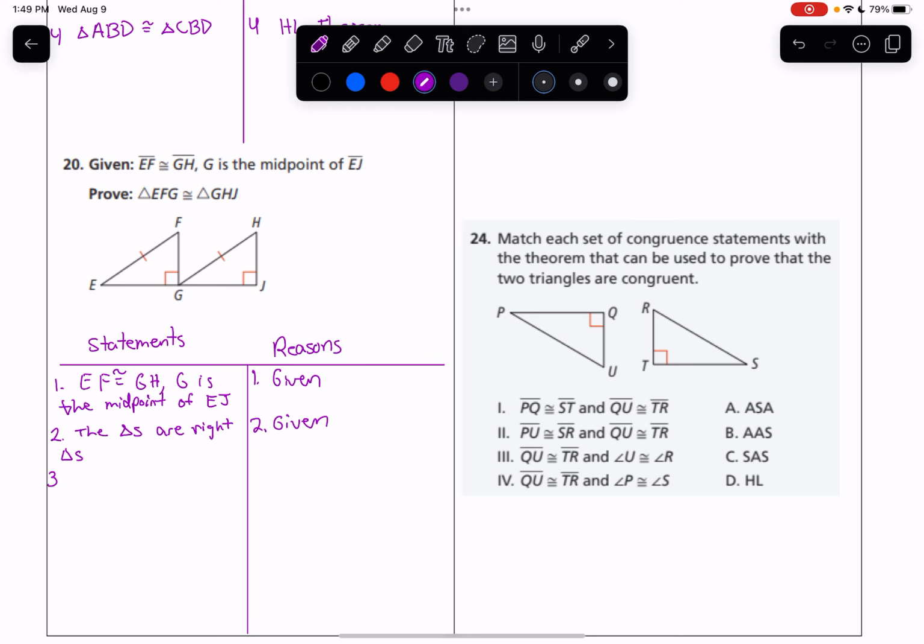Number 3, because we have the midpoint of EJ, that means that EG is congruent to GJ, right? We know that since G is the midpoint, and the definition of midpoint tells us that those are congruent. So EG is congruent to GJ by the definition of midpoint.